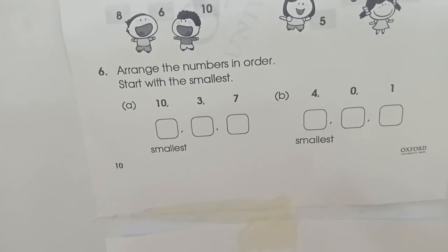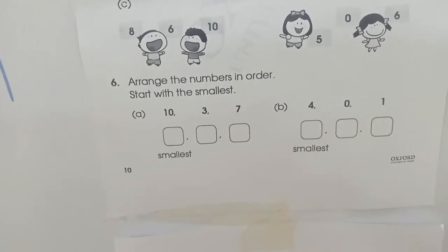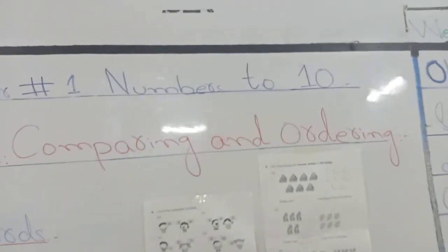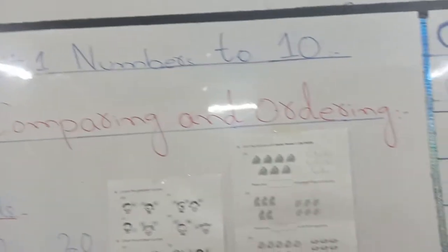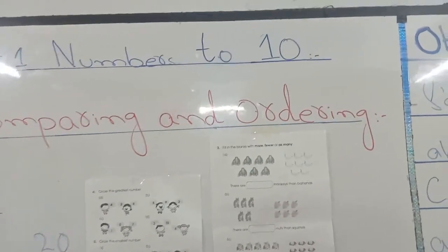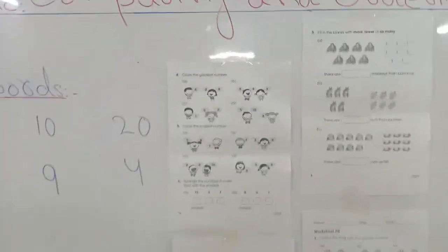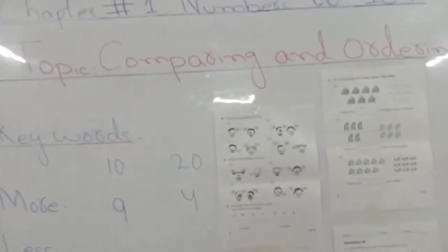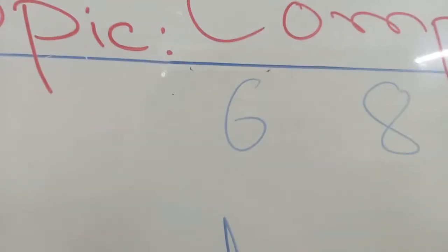Arrange the numbers in order. Start from the smallest. Okay, firstly I will share the topic again: comparing and ordering. Now we talk about ordering. Ordering means we write down the numbers in order form. How do we write the numbers in order form? Suppose, look at the board. We have the numbers 6, 8, 10 and 5.